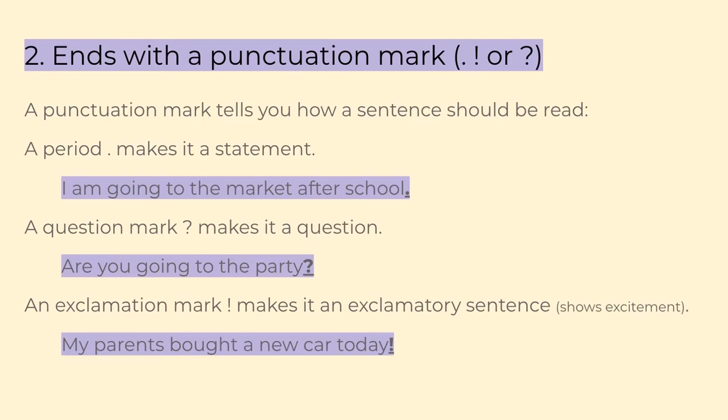A question mark makes it a question. Are you going to the party? You see how I read that differently than I would have if I just said, are you going to the party. It makes it a question. It shows you that someone wants to know something. And an exclamation mark makes it an exclamatory sentence. Exclamatory means it shows excitement. So our example is, My parents bought a new car today! A new car is something that they're excited about, so they've used an exclamation point.